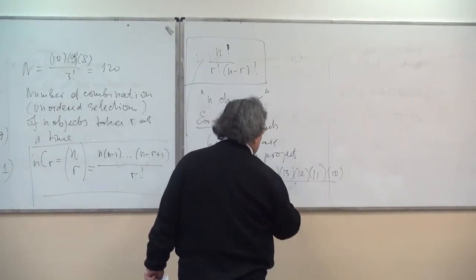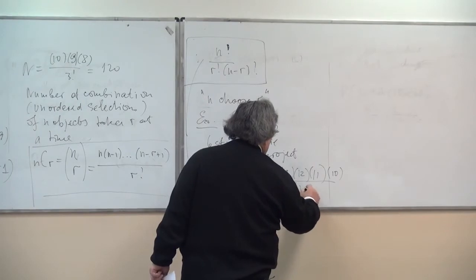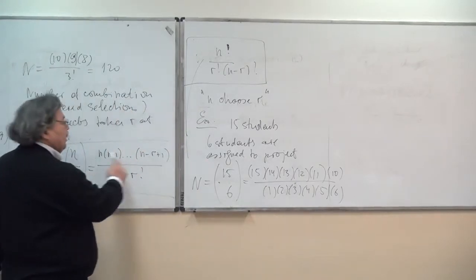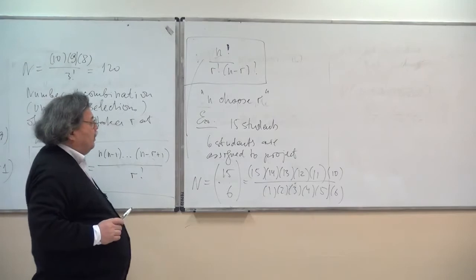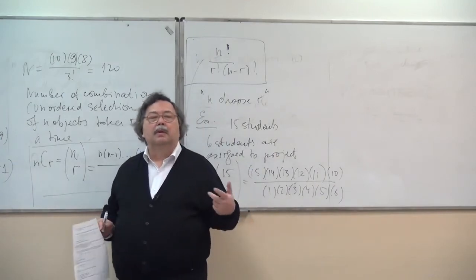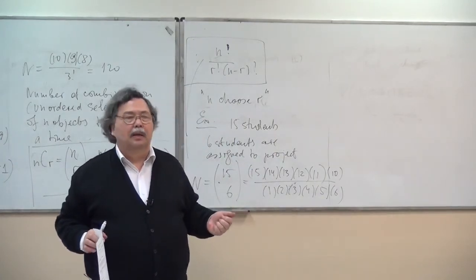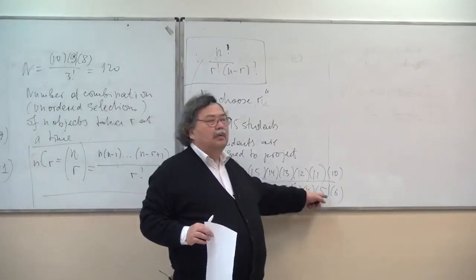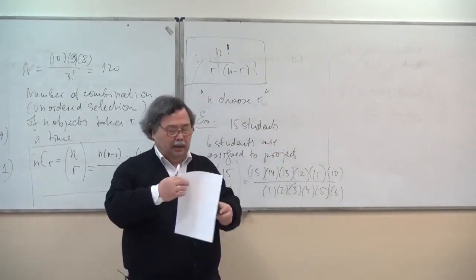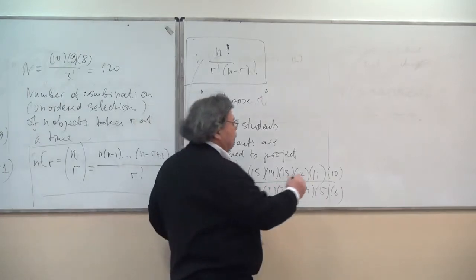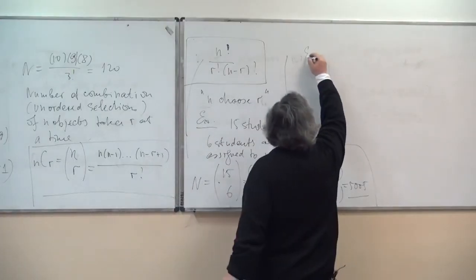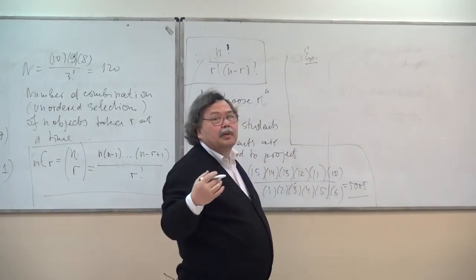Well, let's write it out too. It's 1, 2, 3, 4, 5, 6. So the numerator is this kind of product, and the denominator is the factorial of 6 here. Look at this expression. It looks rather formidable at first, difficult to handle. But actually, you can notice that a lot of cancellations are possible here. So you can work this formula even by hand without a calculator. And the answer is 5005.